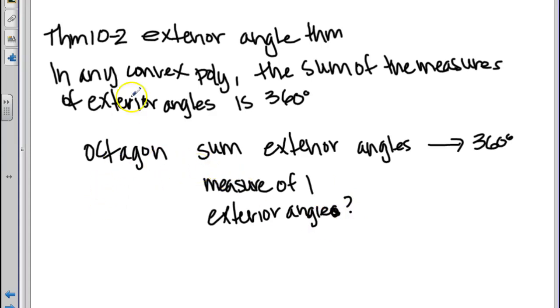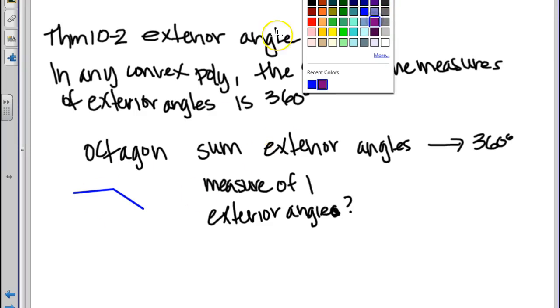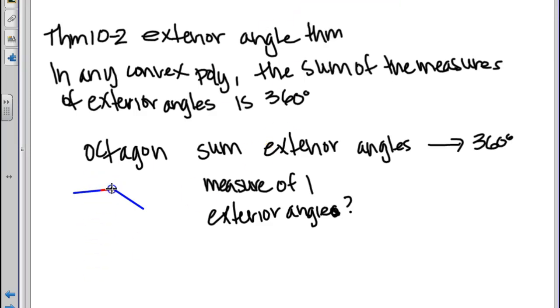Now, when we draw an exterior angle, here's part of my octagon. When I draw this exterior angle, here's what it looks like. You can just drag a side out and there's the exterior angle. So that's what I'm wanting. What's the measure of that one angle? Well, 360 degrees, and there are 8 of those angles. So 360 divided by 8 is 45 degrees. So this angle is a 45-degree angle. If they want one angle, divide by the number of sides.